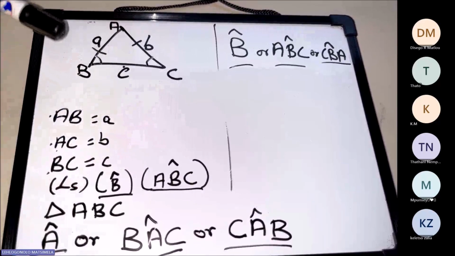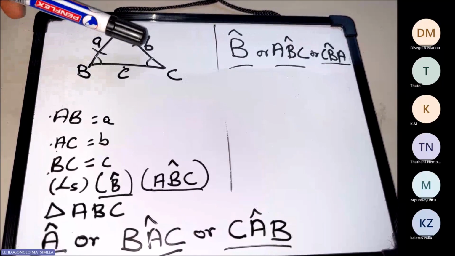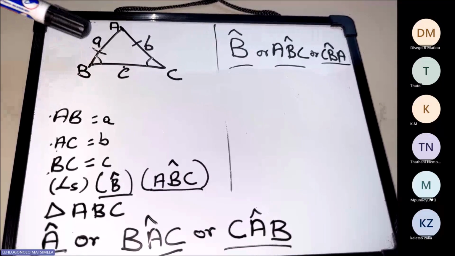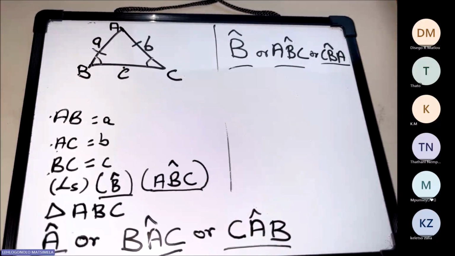We can also say that side AB is equal to side AC, which is the same thing. So we can work around depending on what we are looking for, and not forgetting that the sum of all angles in a triangle add up to 180. So this is how we reference the angles in a triangle.